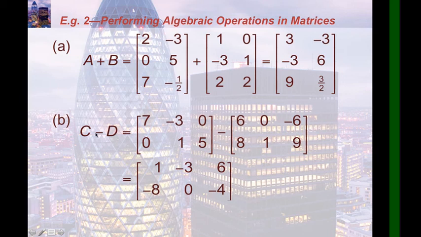Okay? Then C minus D, we have 7 minus 6 is 1. Negative 3 minus 0 is negative 3. 0 minus negative 6 is positive 6 kasi minus minus. 0 minus 8 is negative 8. 1 minus negative 1 is 0. 5 minus 9 is negative 4.